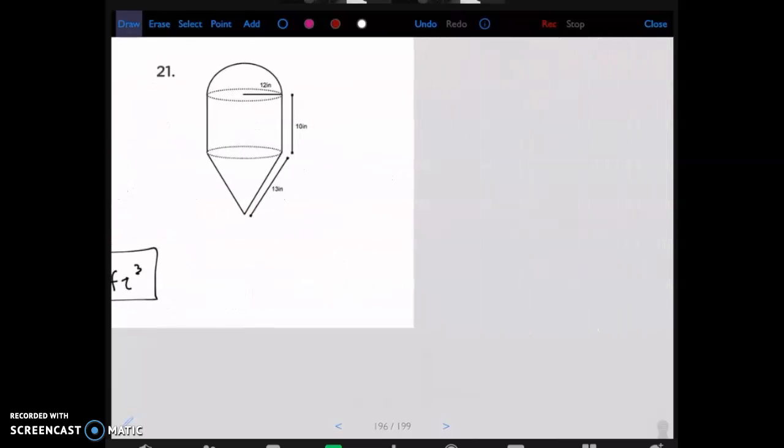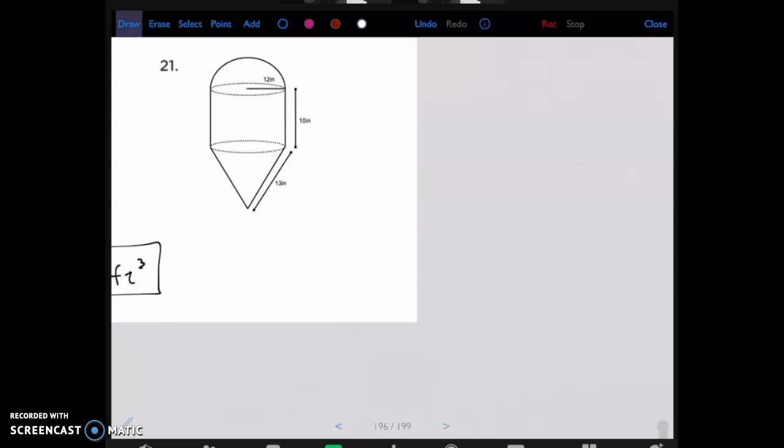So 21, again, you have your hemisphere, you have your cylinder, and then you have your cone. So I'm going to do a little legwork here. I know that this is 12. So now I can do Pythagorean theorem. Oh, it's my favorite one. 5, 12, 13. 12 squared plus x squared equals 13 squared. Because we need the true height of the cone, not the slant height.